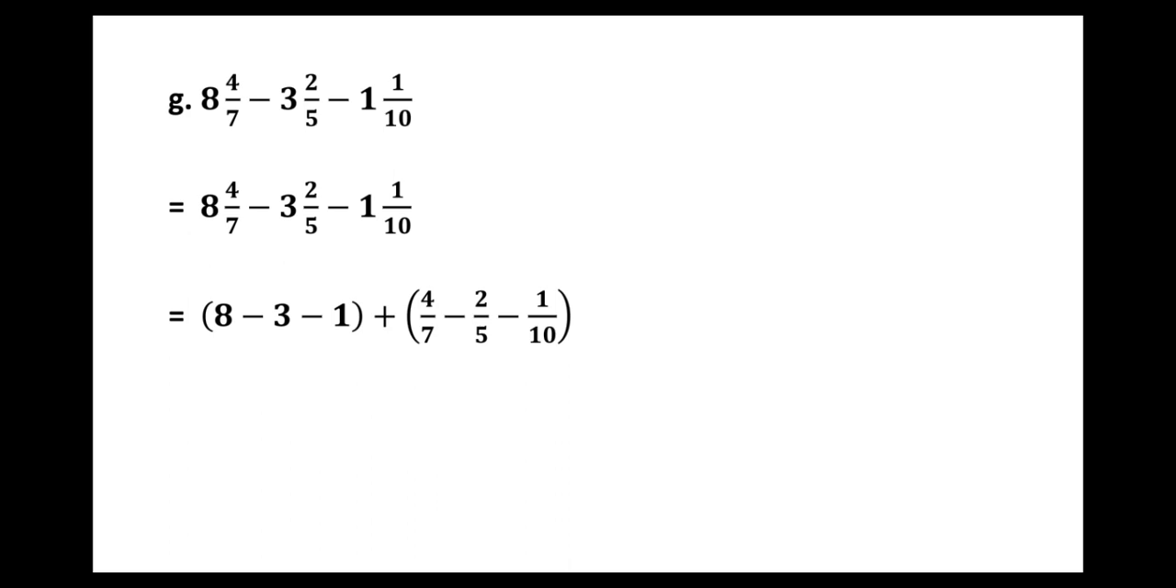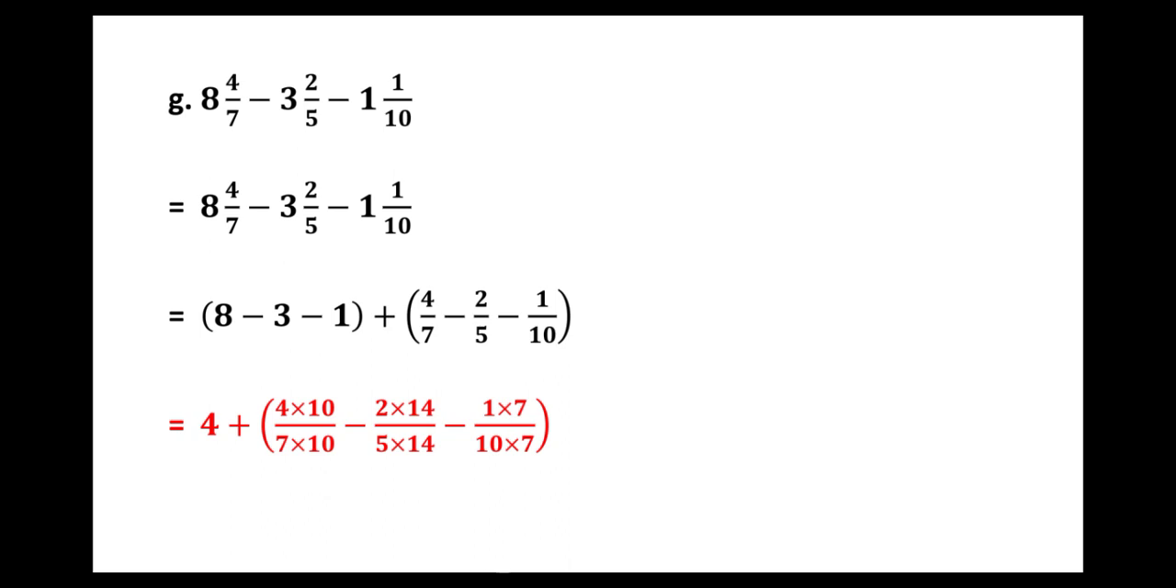So we write both parts separately, and in our next step we subtract the whole parts and we find the LCM of the fractional part. So after the subtraction 8 minus 3 minus 1 we get 4. So the LCM of 7, 5 and 10 is 70.